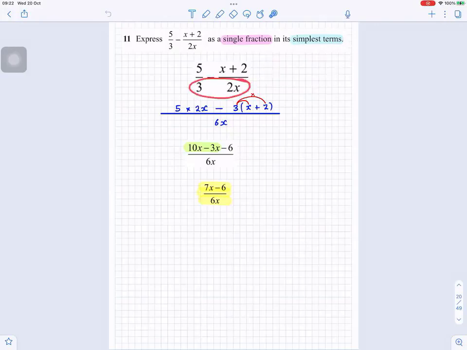3 times 2x is 6x, and that would be the LCM. So 6 divided by 3 is 2, so the 5 times 2x. 6 divided by 2 is 3, so with 3 times x plus 2, you remove the bracket. 3 times x is 3x, 3 times 2 is 6. 10x minus 3x is 7x. So 7x minus 6 over 6x.